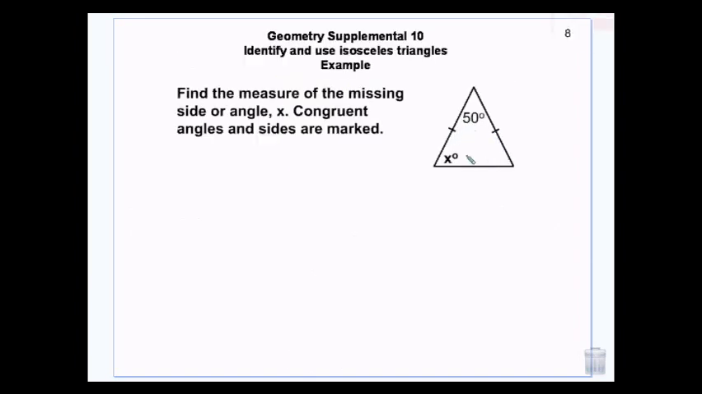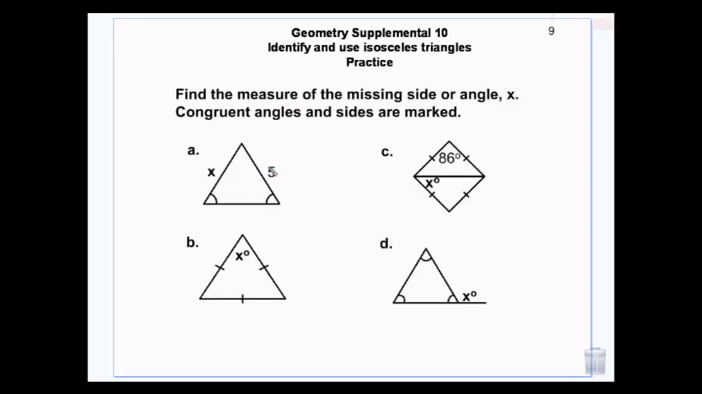If these two are the same, what do I know about these two? So these are both x, right? So this would be 2x. So 2x plus 50 is 180, or 2x equals 130. Divide by 2, and x is 65. Okay, so these are the same, so that makes these the same, so that makes this 5.